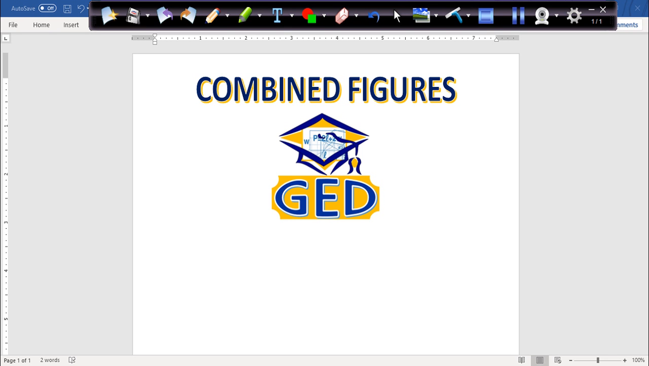Okay, open up your book to page 406, lesson 8, combined figures. Let's look at the key ideas. Combined figures are made from two or more regular figures. To find the perimeter of a combined figure, add the lengths of all the sides. To find area or volume of a combined figure, break the figure into parts and find the area or volume of each part. Then combine the results.